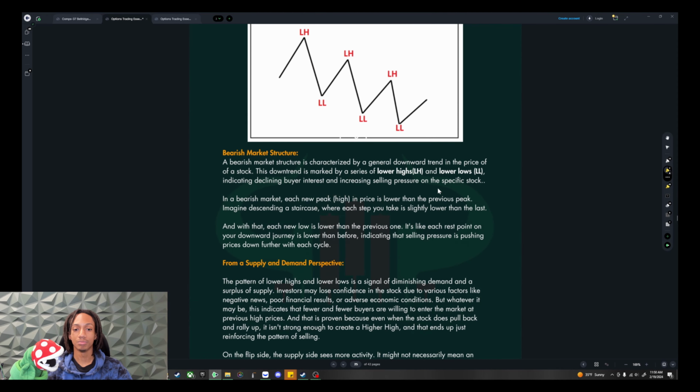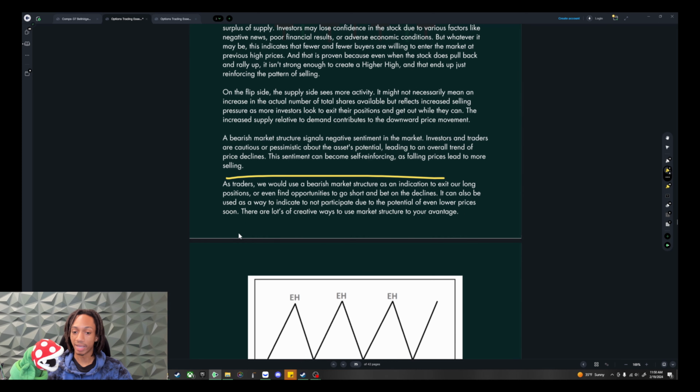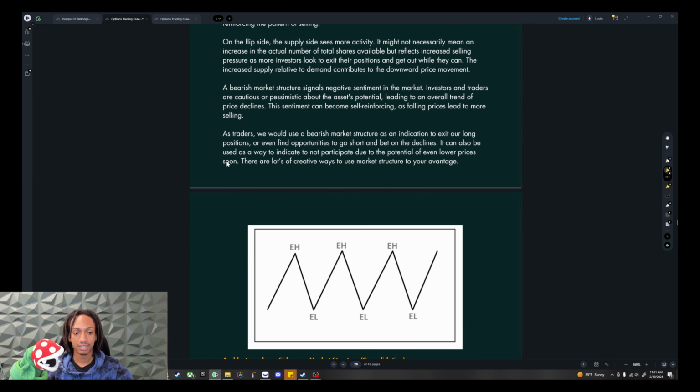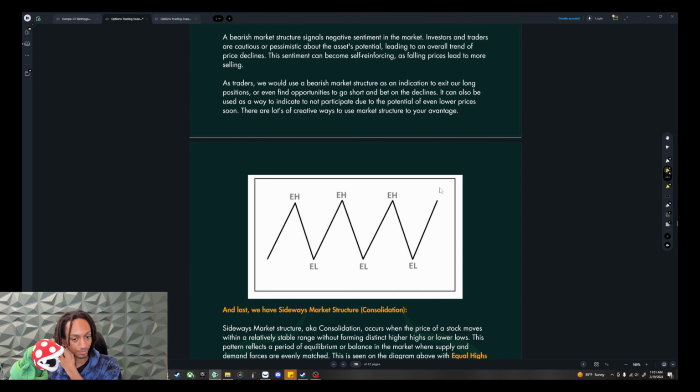And same thing with bearish market structure. As traders, we would use a bearish market structure to indicate whether to exit our long positions or find opportunities to bet on a stock going short and bet on the declines. Or it could just be a way to indicate, all right, I'm not going to participate right now because price has the potential to go lower, so I can get in at a better price when stuff starts to shift. There's a lot of ways to use market structure to your advantage. You just have to know how to read it and how to recognize it.